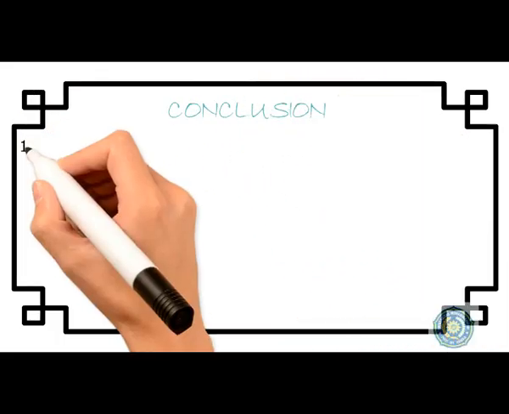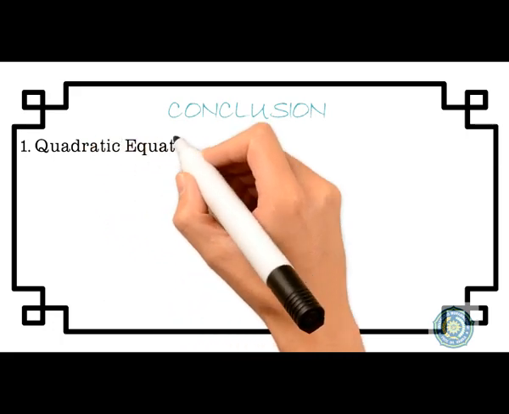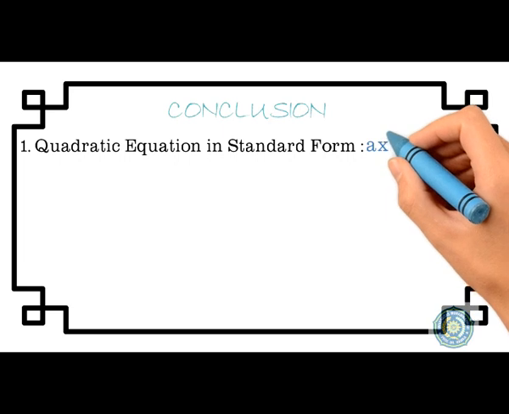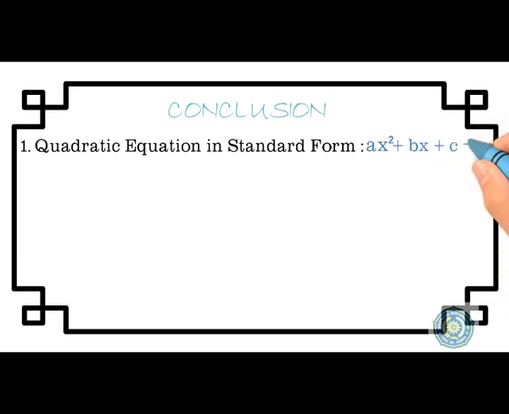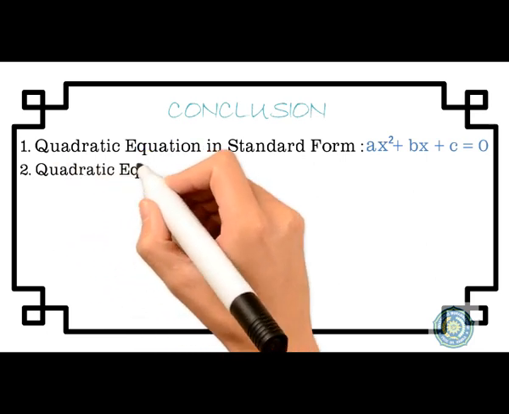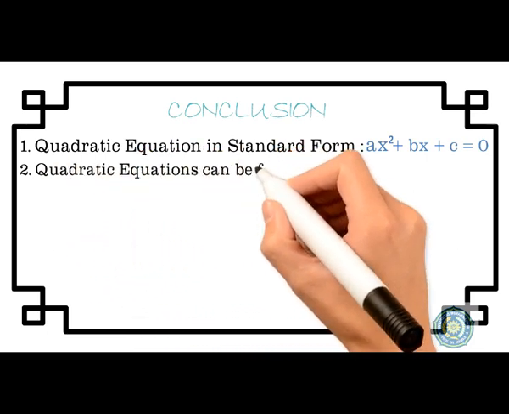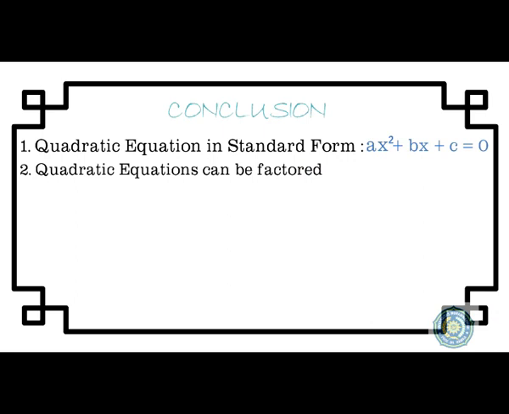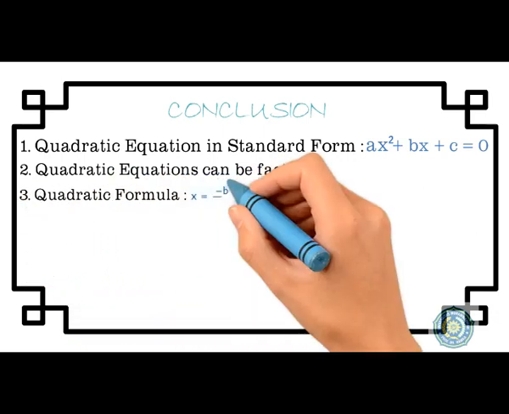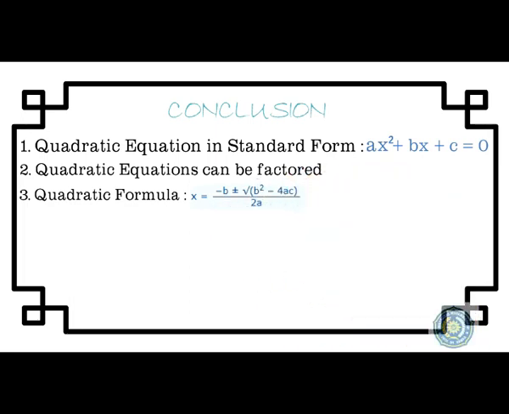Conclusion. 1. Quadratic equation in standard form is ax squared plus bx plus c equal to 0. 2. Quadratic equation can be factored. 3. Quadratic formula is x equal to minus b plus minus square root of b squared minus 4ac over 2a.